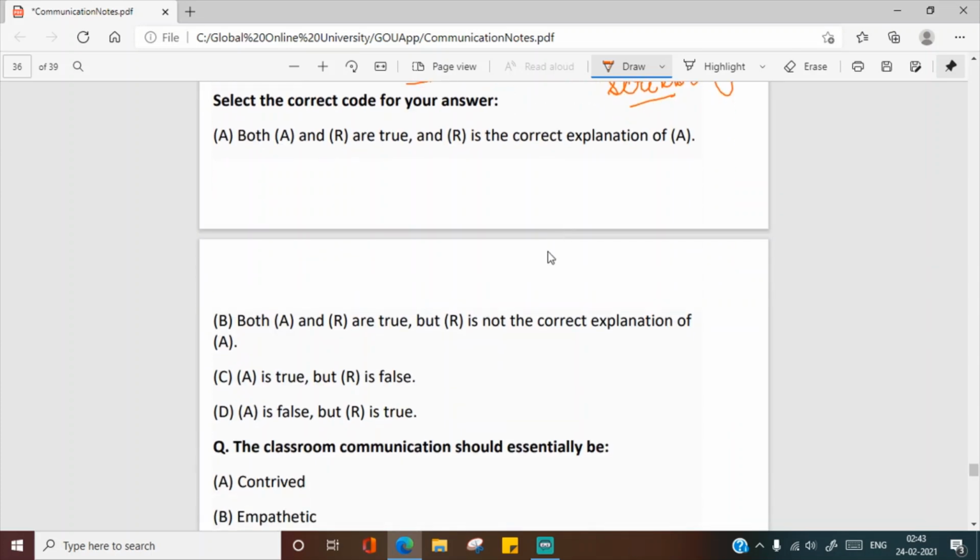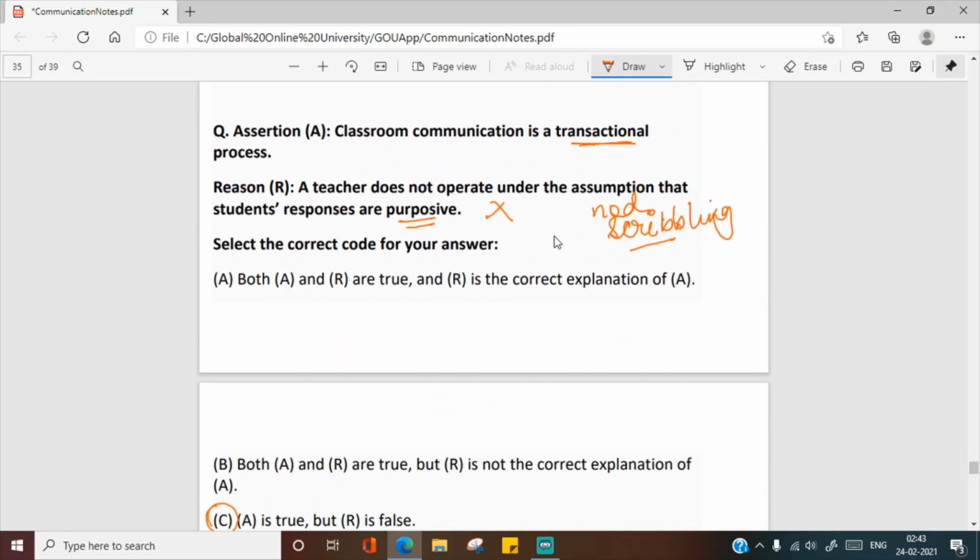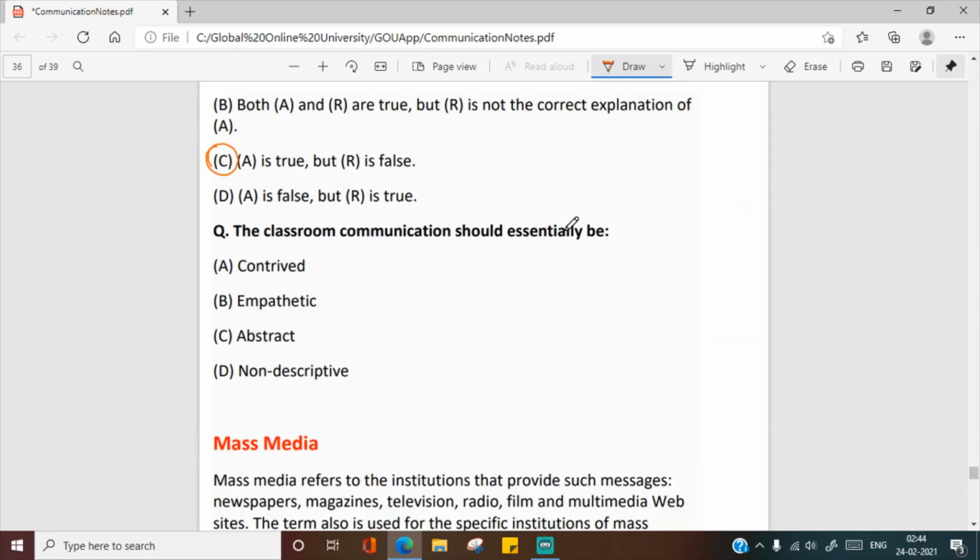So in this question, C is the right answer because A is true. Classroom communication is a transactional process is true, but this statement is wrong. The reason is wrong. So C is the right answer.